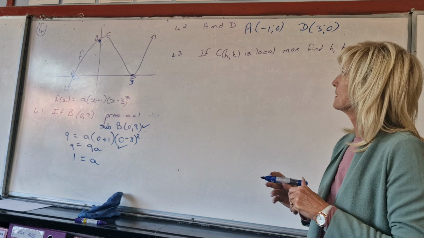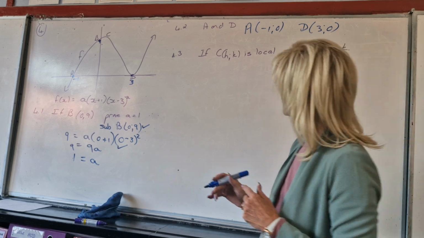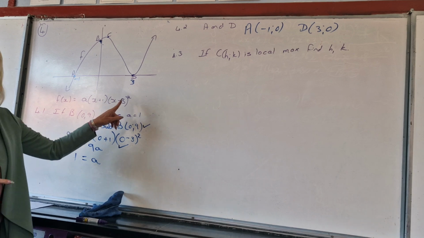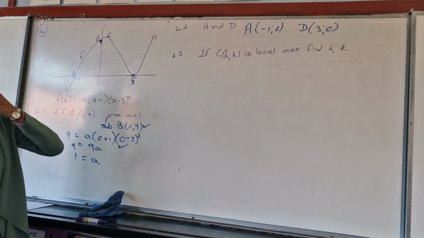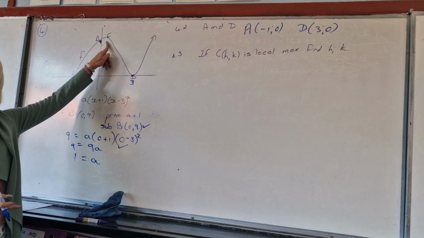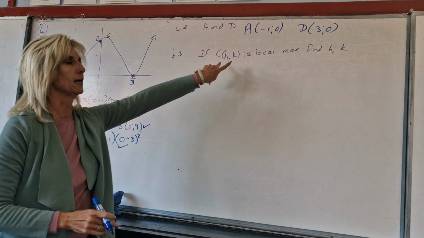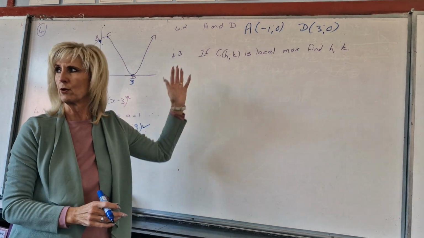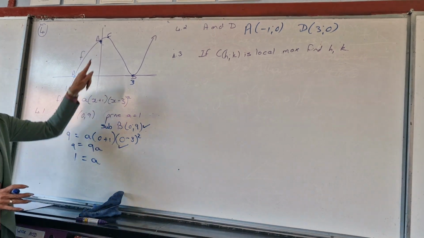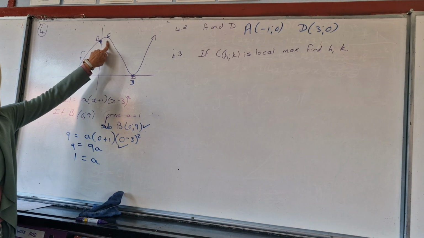Right, then they say, if C is a local maximum, okay, makes sense, this would be the local minimum, they want me to find H and K, just another way of saying go find me that maximum. But they're calling it H and K, so let's humor them and answer H and K at the end. But how do I find a turning point?